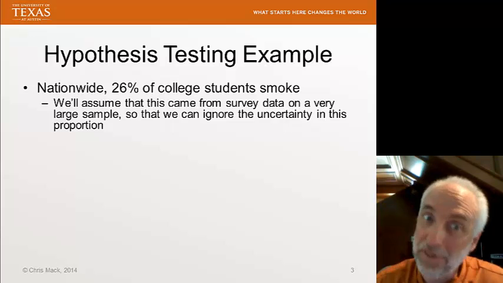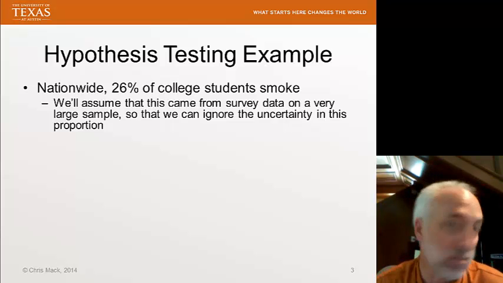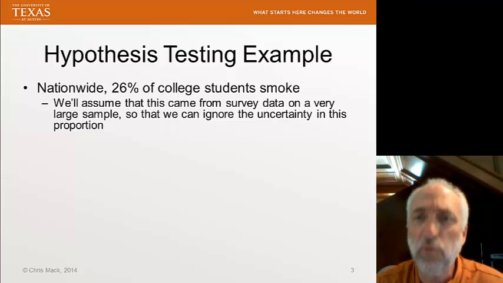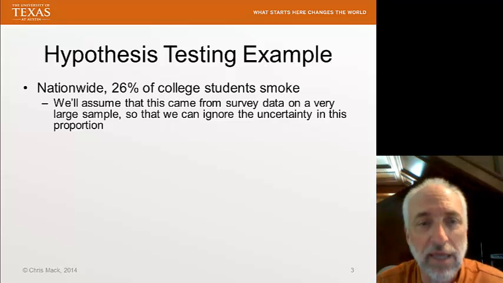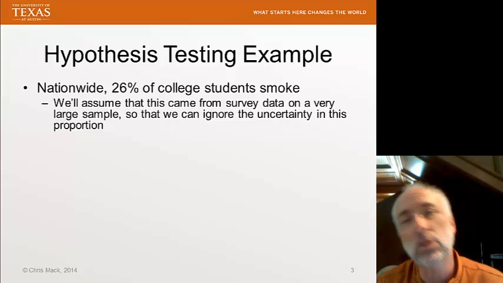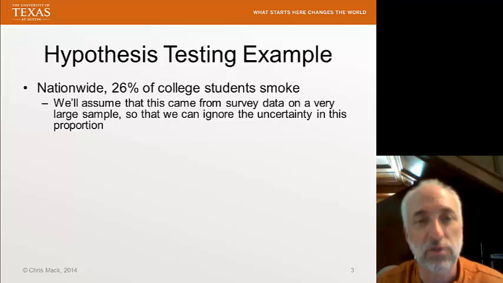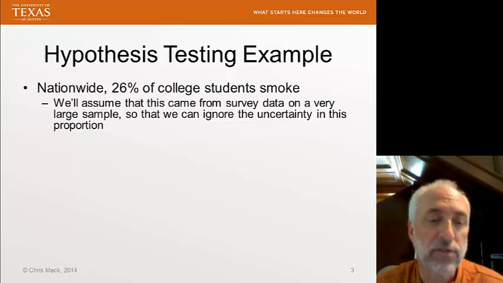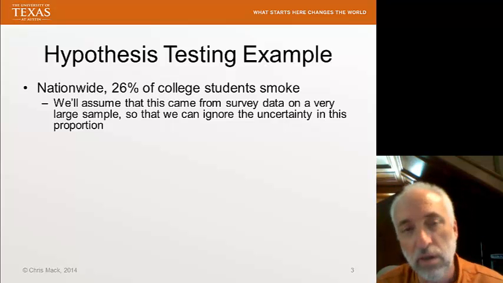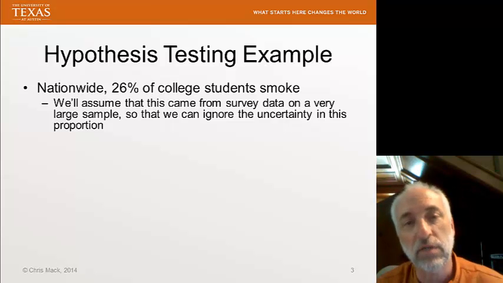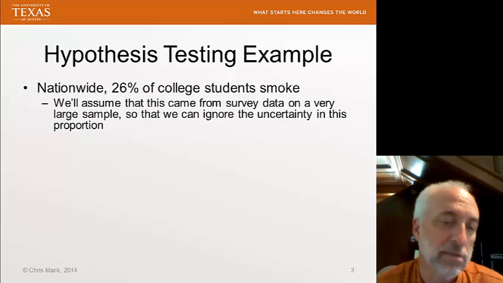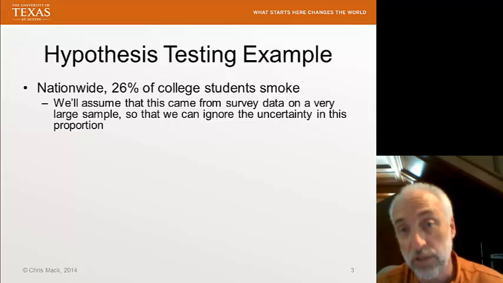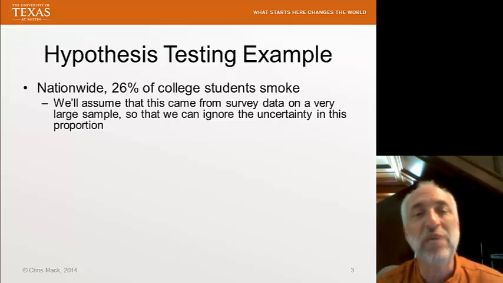Often we don't know the number exactly. In fact, we've done some sample of college students across the country and came up with this number. But we'll assume that our survey that generated this number was so large that we could ignore the uncertainty. There are other kinds of tests that we might do where we can't ignore the uncertainty of this number, but we're not going to be able to spend too much time on all of the variations of hypothesis testing. We'll assume we know this number exactly.